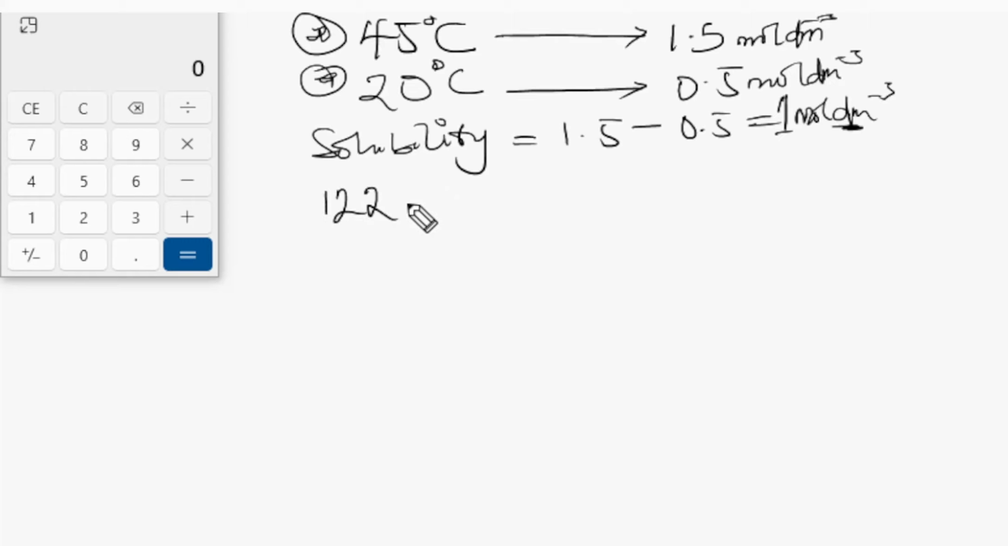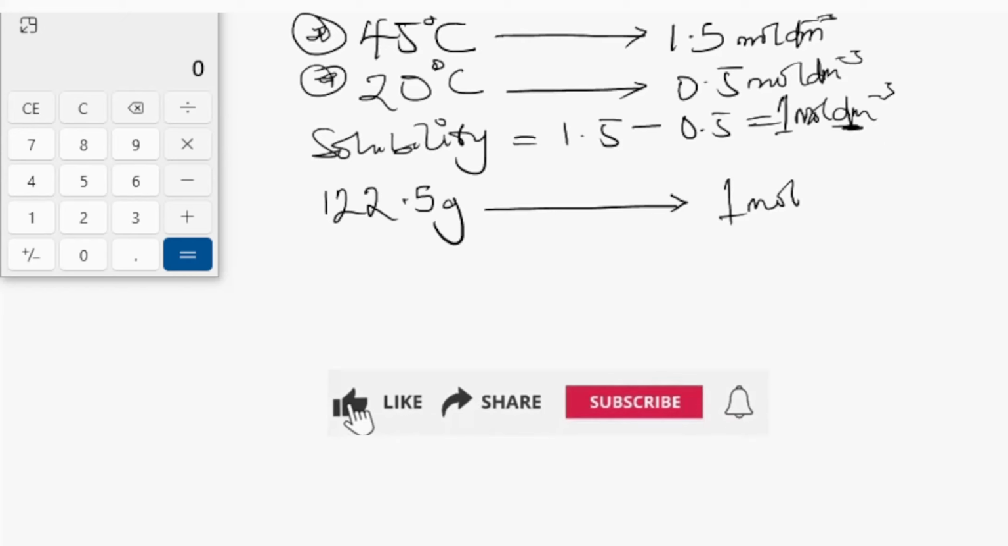So 122.5 grams of this is for 1 mole of this substance. So in order to get the mass of this substance, that's potassium trioxochlorate 5, that was crystallized out, we also need to check out the number of moles we have from the solubility, and guys, that's 1 mole.